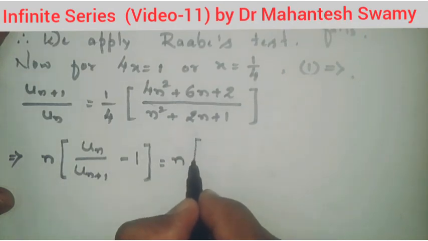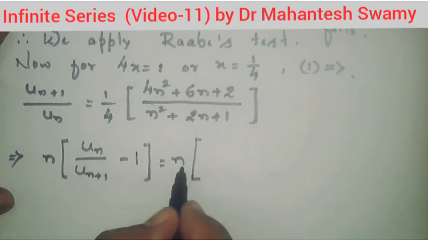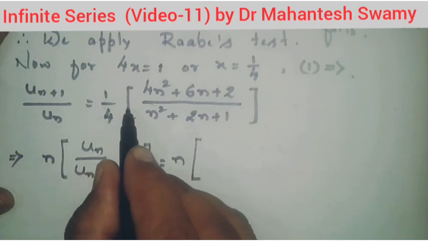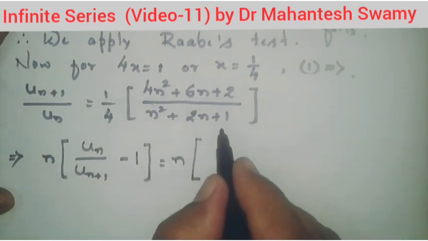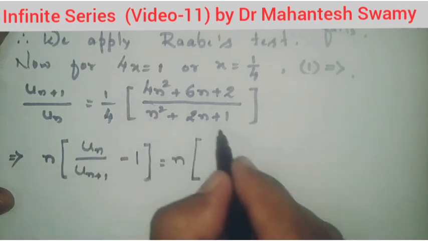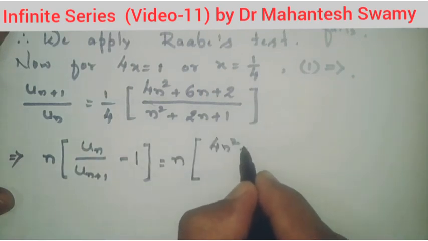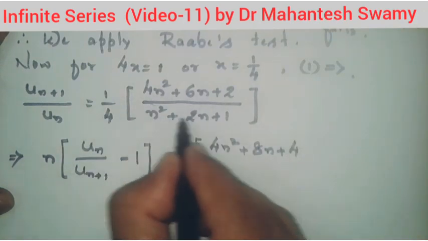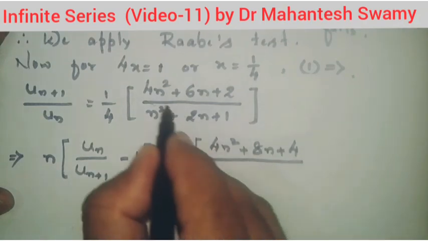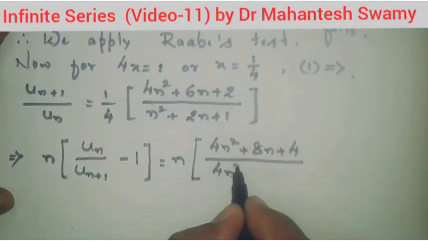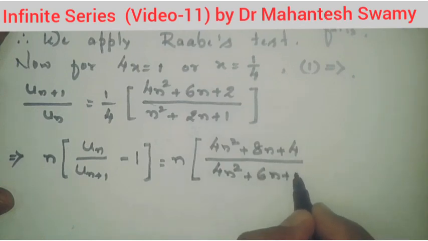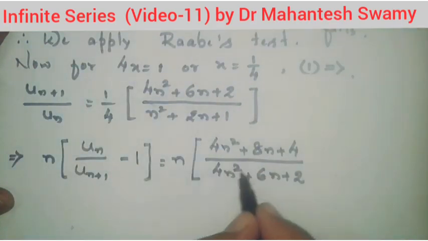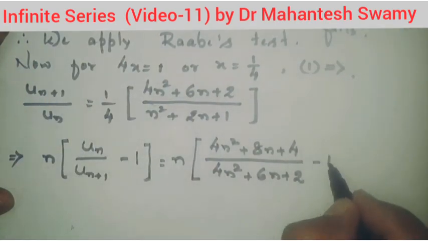In the previous problem I have done step by step, here I am taking directly. So it is n into bracket. The reciprocal of this is, let us take 4 in the numerator, 4 into bracket, this thing I can directly write down: 4 into n square plus 4 into 2n is 8n plus 4 into 1 is 4. So I have multiplied 4 within the bracket, divided by 4n square plus 6n plus 2 as it is. This numerator has come to the denominator. So the reciprocal of this I wrote here in place of this, minus 1 as it is.